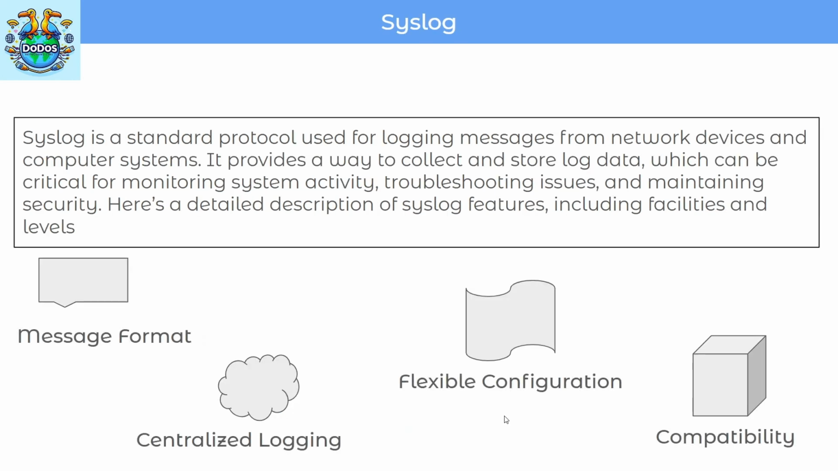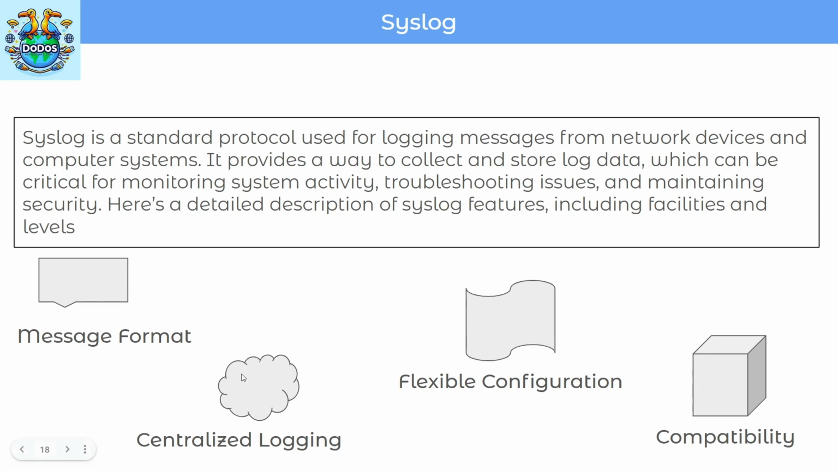So, that's it for SNMP. Now we move on to Syslog. Syslog is a standard protocol used for logging messages from network devices and computer systems. It provides a way to collect and store log data, which can be critical for monitoring system activity, troubleshooting issues, and maintaining security. Here's a detailed description of Syslog features, including facilities and levels.